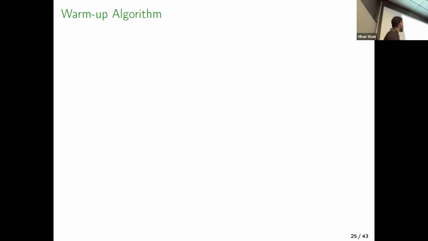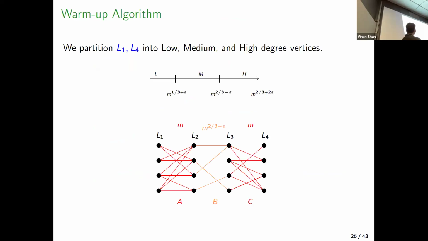Okay. Good. So, just like the algorithm of previous work, we're going to use some partitioning as well. So the first and the last layer, we're going to partition them into high, medium, and low degree vertices. And the thresholds are roughly n to the 1/3 and 2/3. Again, you don't have to worry about these plus minus epsilon too much, but they're important and they'll show up in the calculations. But for intuition, you want n to the 1/3 and n to the 2/3.